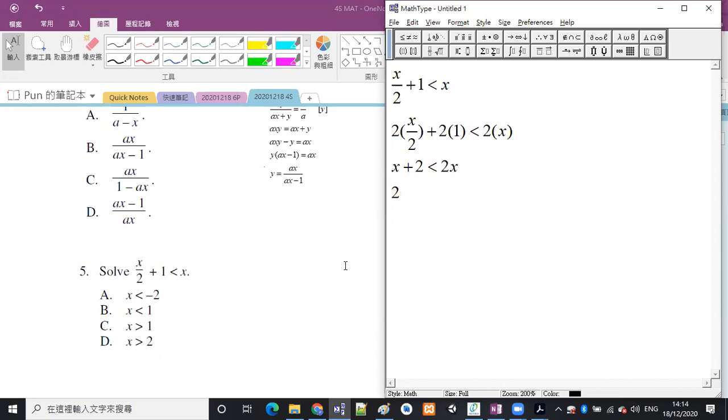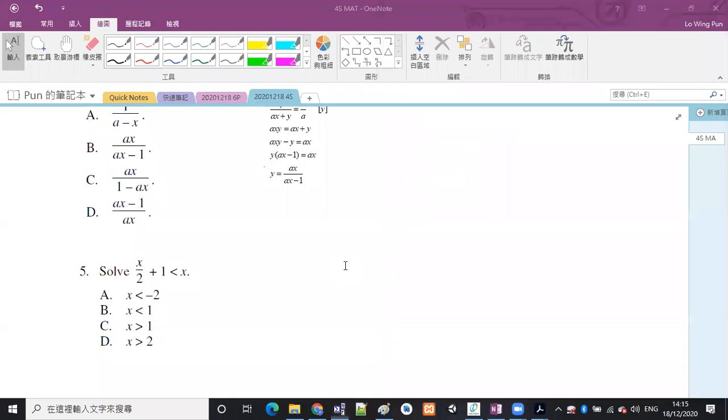So that is 2 less than 2x minus x, that is x. At the very last step, I will change the x to the left-hand side, okay? But now x is on the larger side, 2 is on the smaller side, and I need to keep this relationship. When x is written on the left, it should be larger than 2 because x should be on the larger side, okay? So x is larger than 2, and the answer is option D.